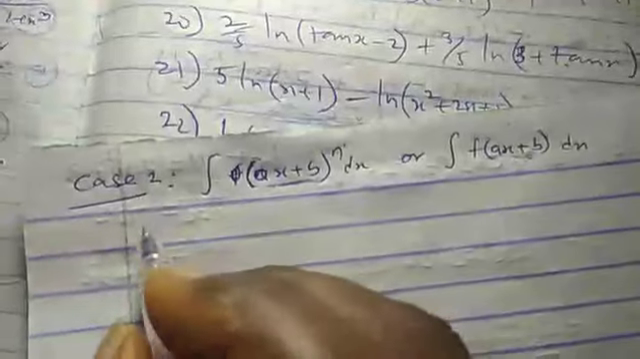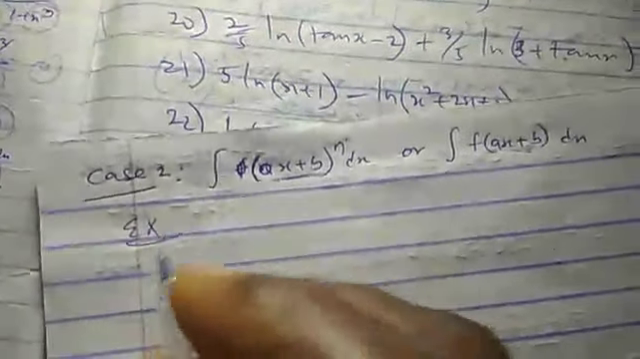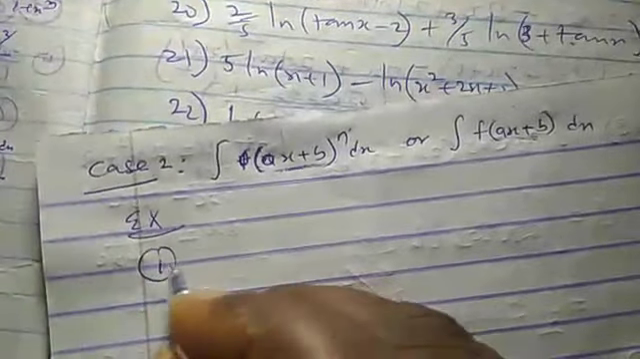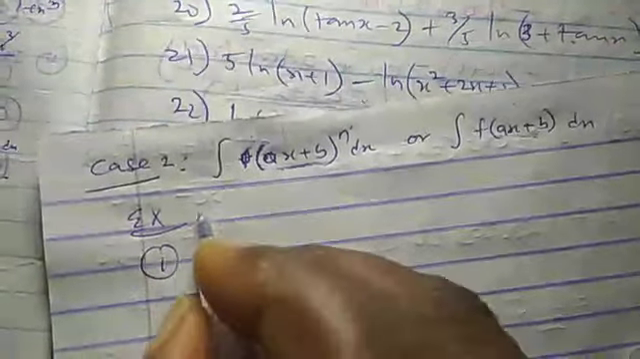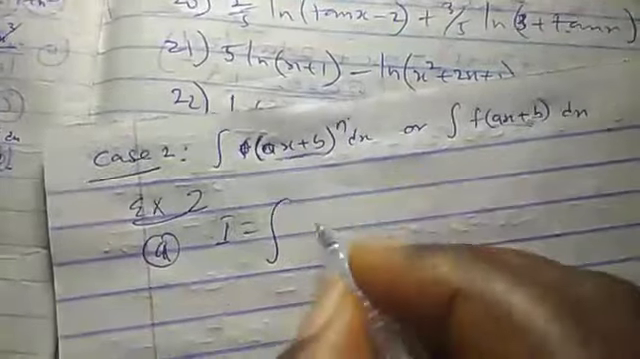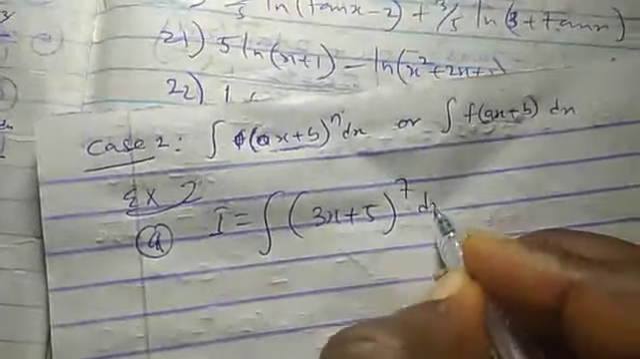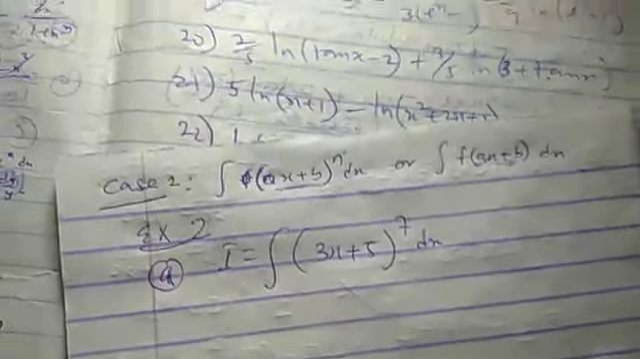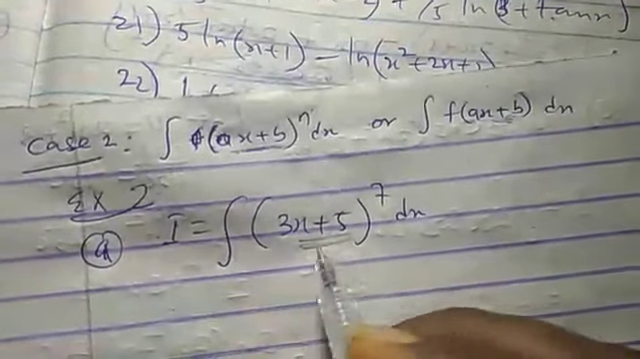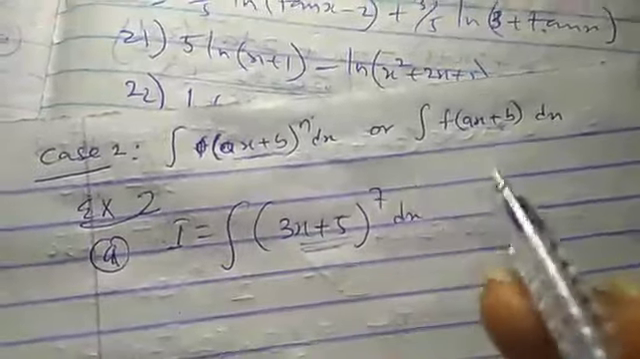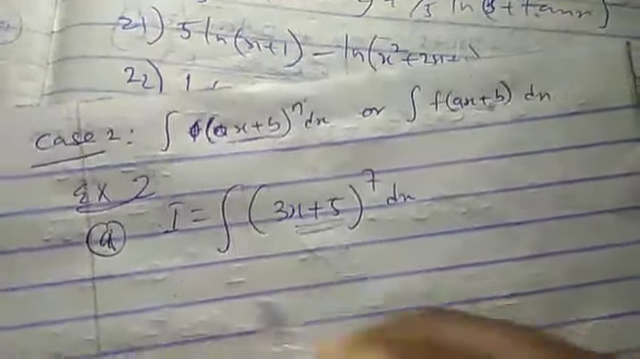So you can still apply integration by part. Now let's take example 2. Let's say the first one, I want to integrate (3x + 5) raised to power 7. I want to integrate it. So when you have a linear function with power, we can apply integration by substitution.